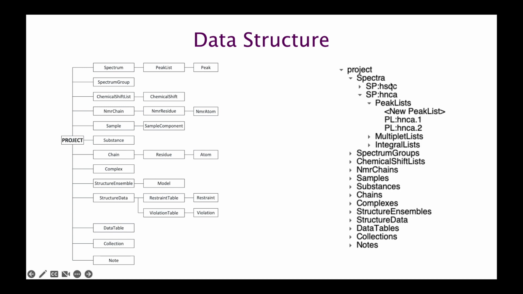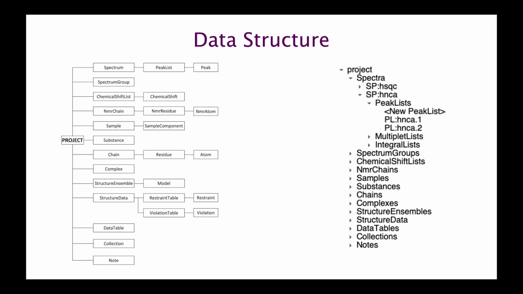And the nesting works in the same way, so that our peak lists sit below our spectra. Now within object-oriented programming we would refer to each of these data types as a so-called class, and any particular item of data within that class would be an object. So one object would be this spectrum here, this HSQC spectrum. The HNCA would be another object, and they'd both be within the spectrum class.